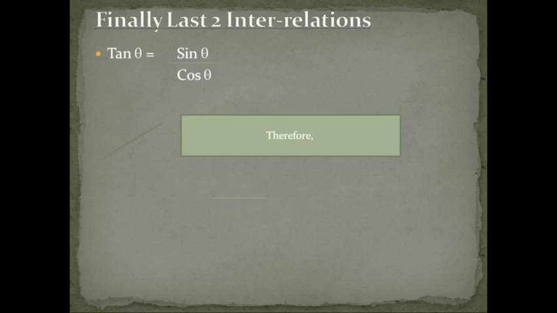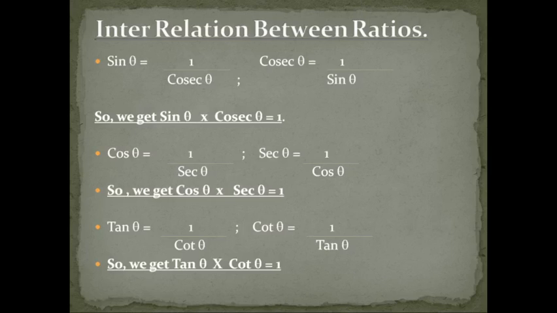So these were the 8 different identities or the 8 different interrelations between these ratios. Okay? So I give you 30 more seconds. Have a look at this slide very carefully. Okay, my dear friends? Fine.